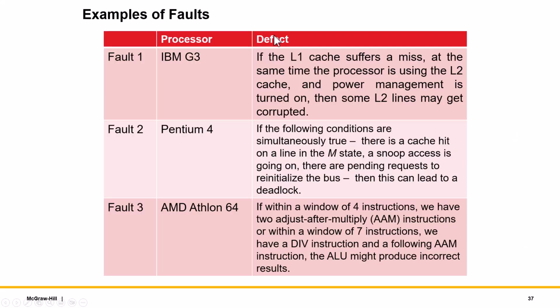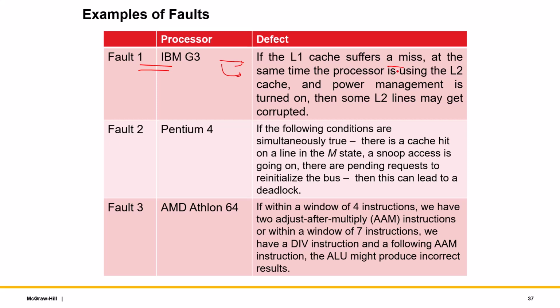Let us look at some examples of faults. So we show three faults. They are of different types. The first fault was discovered in the IBM G3 processor. All of these faults are regularly published by the processor vendor in errata documents, which are publicly available on their websites. They are targeted towards compiler writers, OS developers, such that they can avoid the conditions that lead to the fault, and sometimes firmware developers as well. If you can see, this fault is activated when several conditions are true, like the L1 cache suffers a miss.